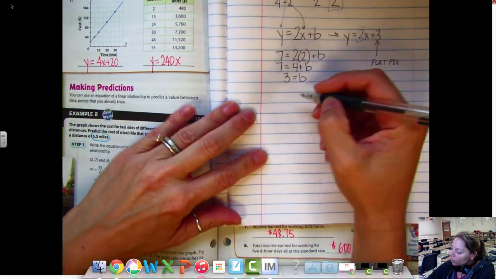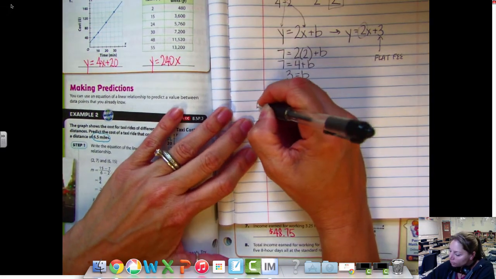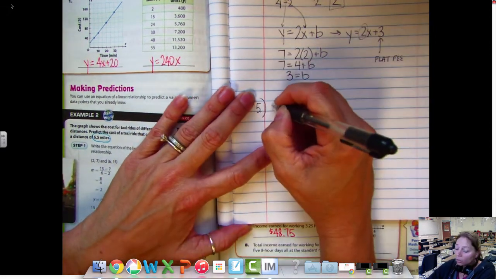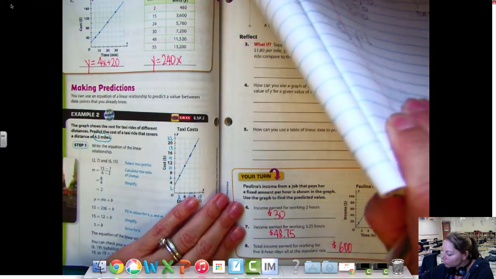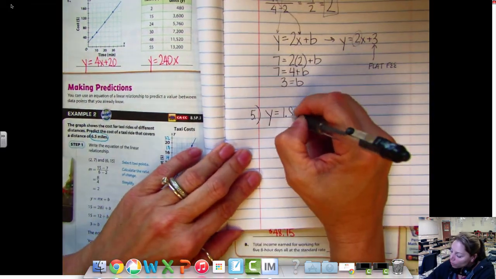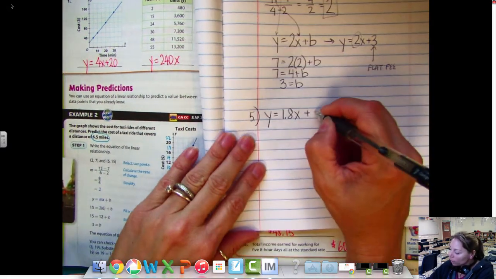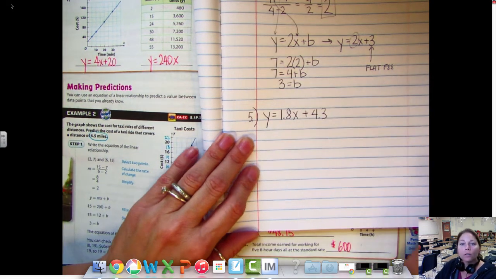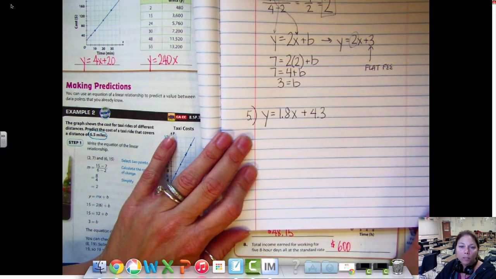Okay, while you're working, I'm going to go ahead and write that answer down for number 5. And I know that that equation should look like y equals 1.8x plus 4.3. Now a couple things here. Notice that I have eliminated the dollar signs and I've also dropped the zeros at the end. I want my equation to be as simple as possible.